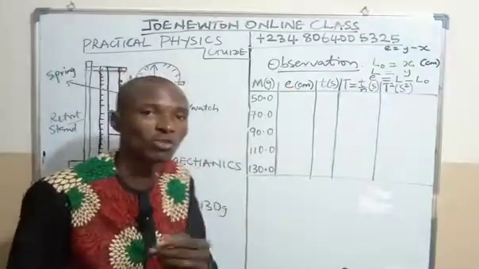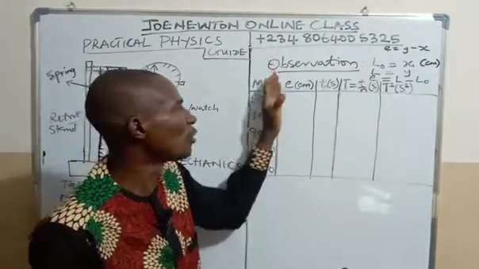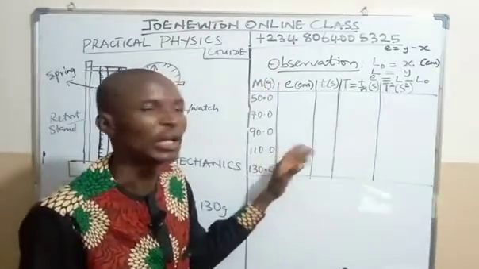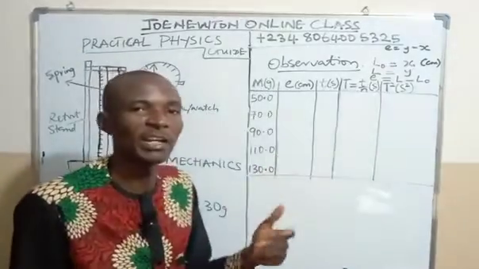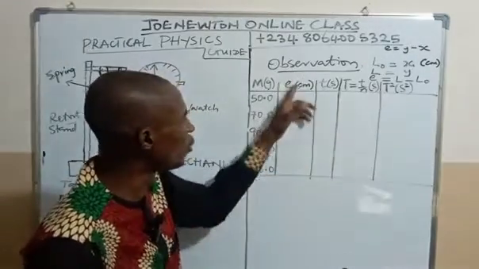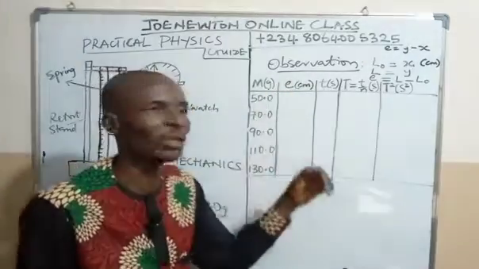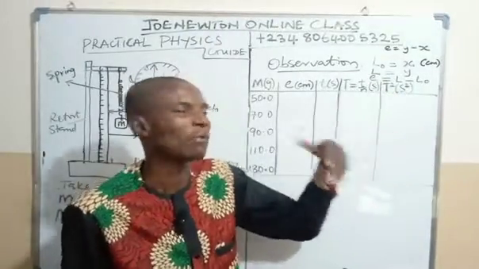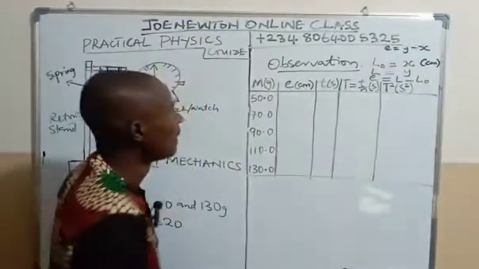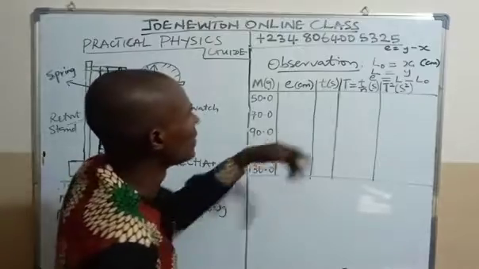Some experiment or question might ask you to have a column for your L, that's for the new length. Then you include it in the column. It might be needed in the question. All you need to do is to add a column L before the extension. Then you do your evaluation of subtraction before you get the extension. Then T. T is the time.